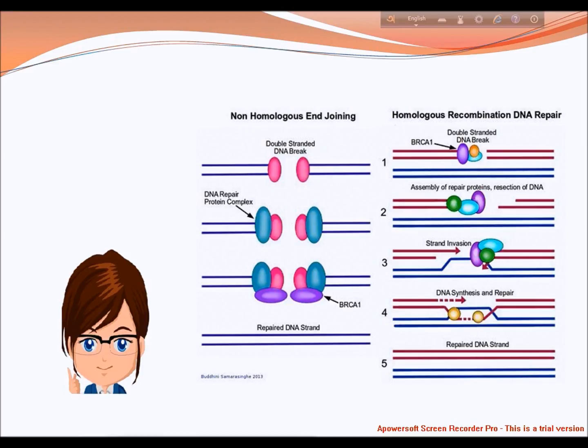NHEJ can also introduce mutations during repair. Loss of damaged nucleotides at the break site can lead to deletions, and joining of non-matching termini forms translocations. NHEJ is especially important before the cell has replicated its DNA, since there is no template available for repair by homologous recombination. There are backup NHEJ pathways in higher eukaryotes.